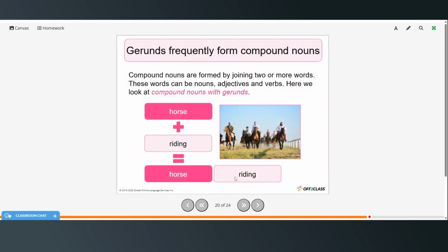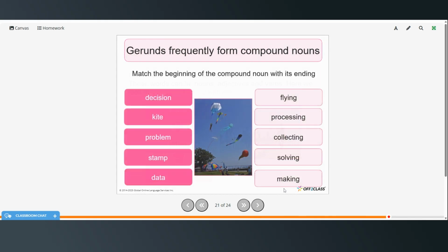So gerunds frequently form compound nouns. Compound nouns are formed by joining two or more words. These words can be nouns, adjectives, and verbs. And here we look at compound nouns with gerunds. So horse plus riding gives us horse riding. Now match the beginning of the compound noun with its ending. You can pause the video, try these on your own, and then restart when you're ready to check your answers.